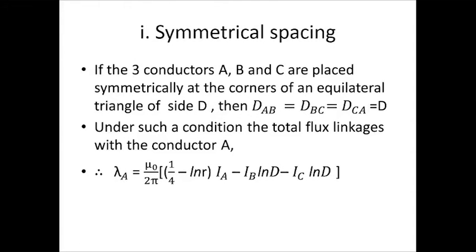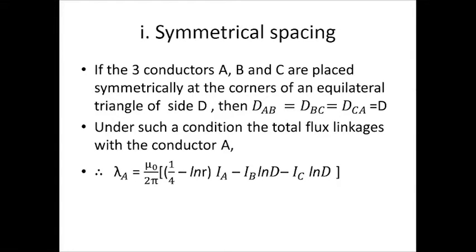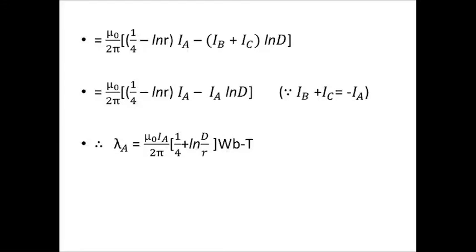Now we shall consider the conductors with symmetrical spacing. If the three conductors A, B and C are placed symmetrically at the corners of an equilateral triangle of side D, then DAB is equal to DBC equal to DCA equal to D. Under such a condition, the total flux linkages with conductor A is equal to lambda A, which is equal to mu 0 by 2 pi into 1 by 4 minus log R into IA minus IB log D minus IC log D. Now we can combine terms containing log D together, so that expression becomes mu 0 by 2 pi into 1 by 4 minus log R into IA minus IB plus IC into log D.